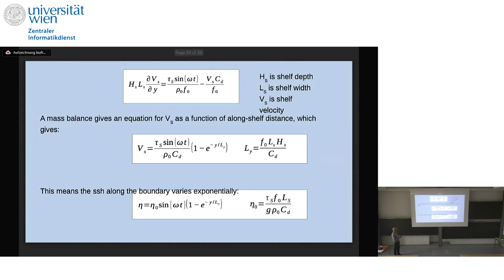Now, once we know the velocity, we can solve for the sea surface height because we're assuming that the velocity is uniform across the shelf and in geostrophic balance. And I'm going to test this now in the numerical model.